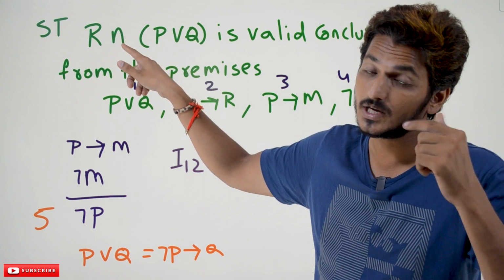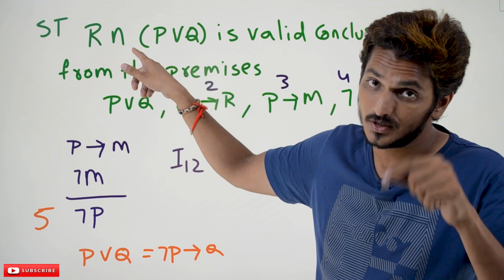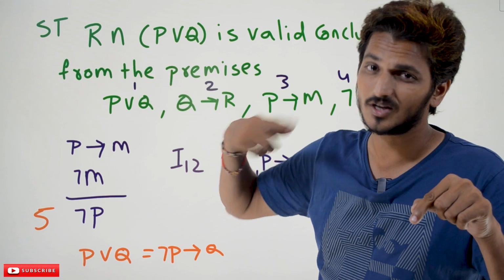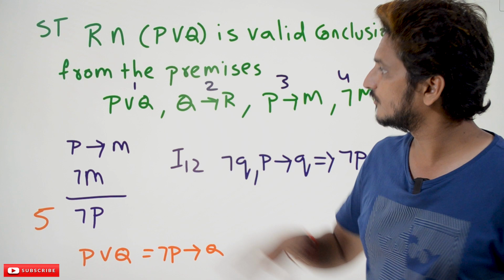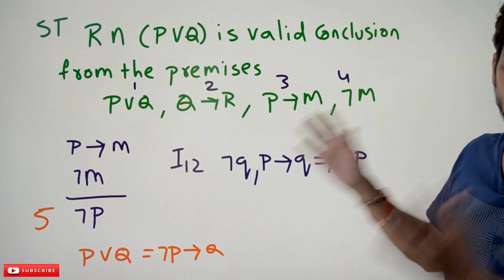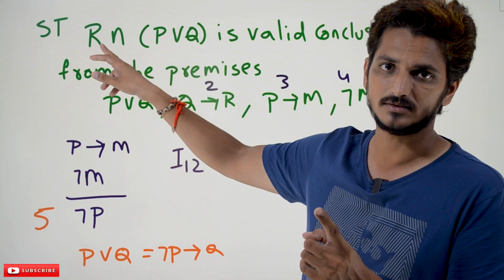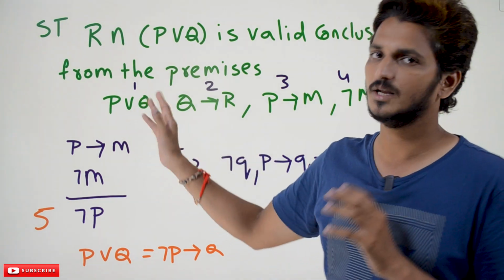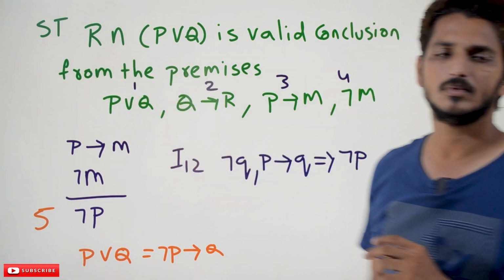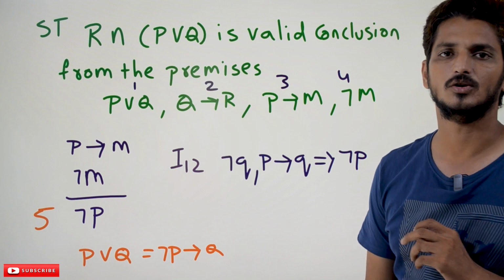Why we can place AND in between these two was discussed previously. Again, we are not explaining. If from the given premises you show that R is a valid premise, that's enough. You can place AND in between these two: R and P disjunction Q.